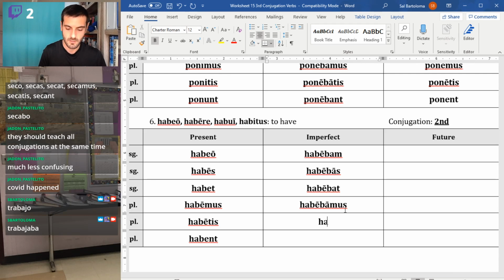Habebamus, habebatis, habebant. Yo trabajaba.